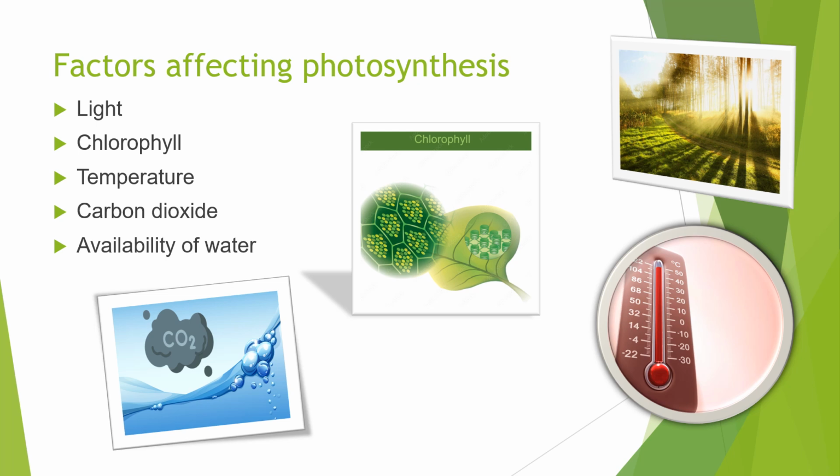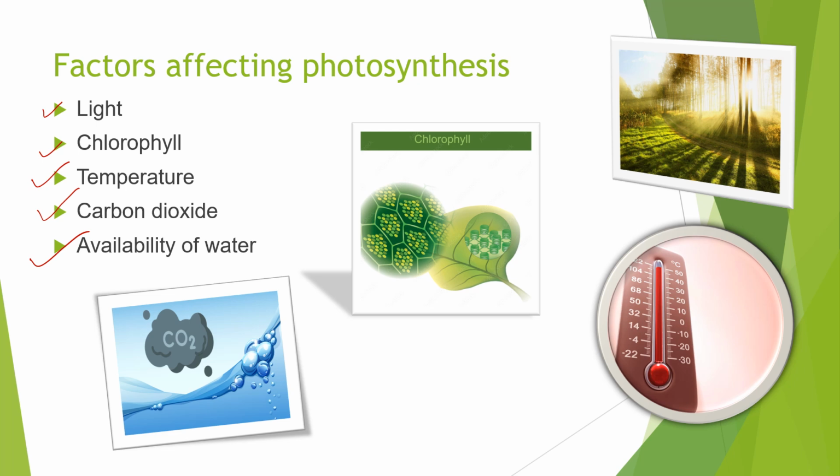Now, here are the main factors which affect photosynthesis. We can see light, chlorophyll, temperature, carbon dioxide and availability of water. These are the main factors. What will happen if any one of the factors is not there? The photosynthesis process will be affected.